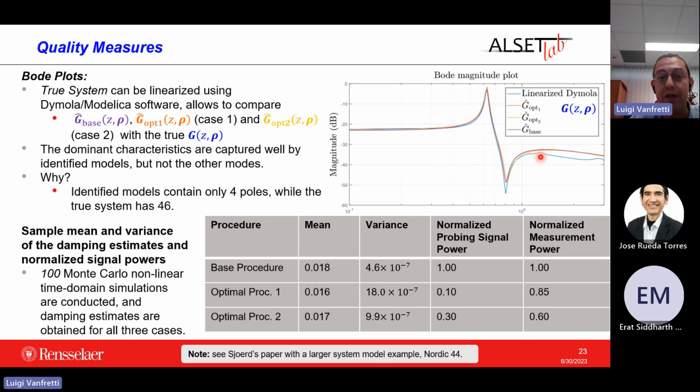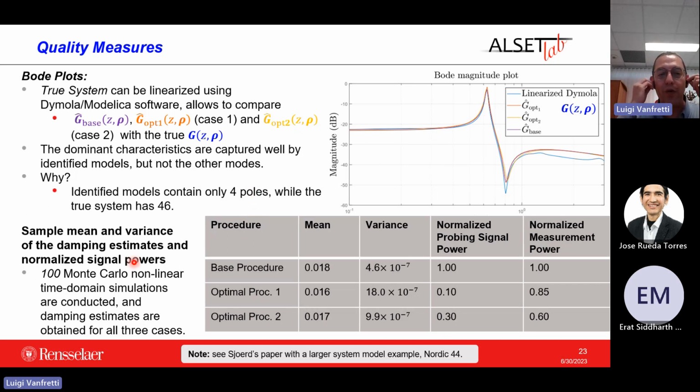Well, that's one point. The other point is that because of the model structure, it will not be possible to estimate these modes very well with the model structure that we've chosen. Why? If you look at the total system model that we have, it has 46 states. Sorry, it has 46 poles, whereas the ARMAX structure that we chose has 4 poles only. Okay, so with 4 poles, you cannot estimate the 6 modes. That's why we don't capture those there. But what we do capture, we capture extremely well.